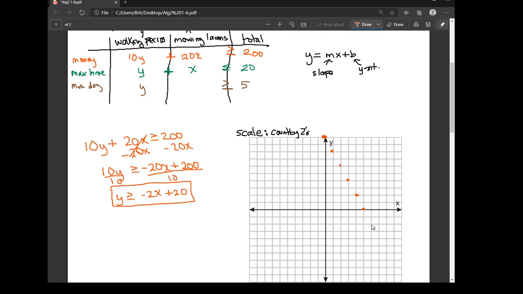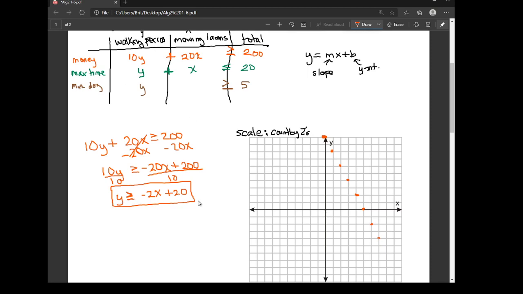Okay, and I can go further down like this, but we already said we don't need anything below the x-axis, right? Because you can't have a negative time walking dogs. Now my inequality symbol says that y is greater than or equal to these values. So I have two choices. I could pick a test point, right? I'd probably pick 0, 0 and see if that works.